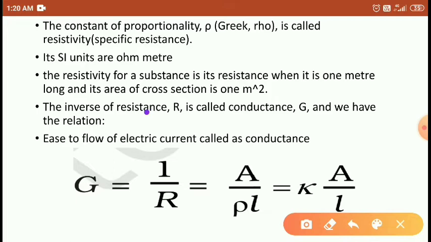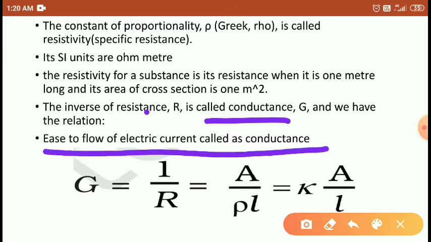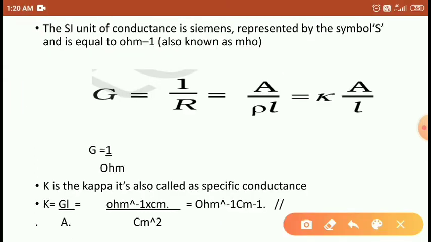Okay. The inverse of resistance is called conductance. One more definition: easy flow of electric current is called conductance. So conductance is the inverse of R. R means rho L by A, so conductance is A by rho L, and the proportionality constant is K, kappa, so G is kappa A by L. The SI unit of conductance is Siemens, or symbol per ohm.